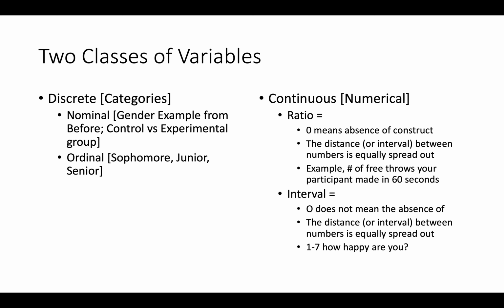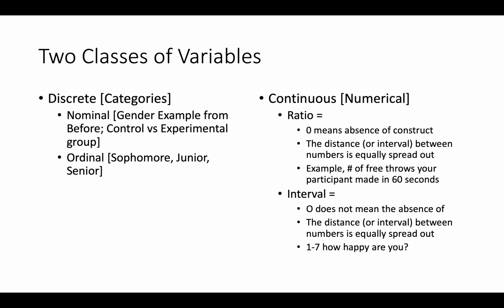I'm going to give you my example here, 1 to 7. How happy are you? 1 is extremely unhappy and 7 is extremely happy, and there are intermediate values in the middle. Here, the important part is that 0 does not mean the absence of happiness. In this case, 0 is not even on this scale, so it's an interval scale. However, we assume that a person who reports a 2 on happiness is twice as happy as the same person when they report a 1.